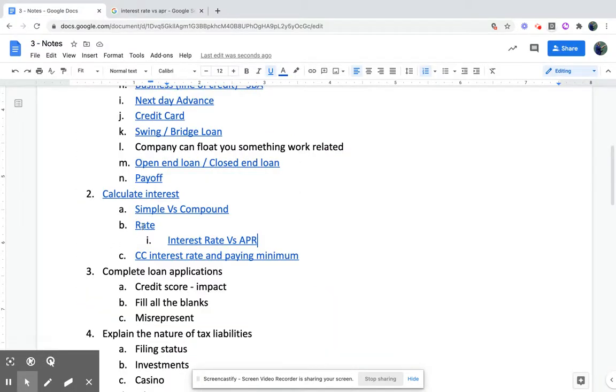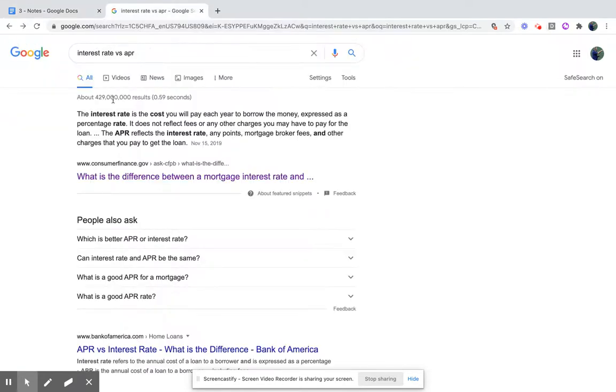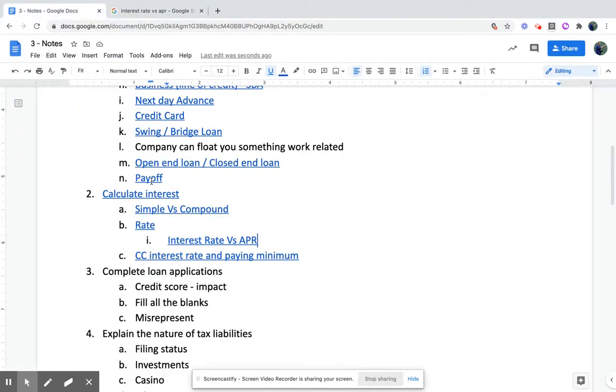Again, we talked about interest rate. When we get into housing, you hear the term APR. We talked about this in the previous lesson when we were talking about mortgages. Interest rate is the cost you will pay each year to borrow the money, expressed as a percentage rate. It does not reflect fees or any other charges you may have to pay for the loan. The APR, annual percentage rate, reflects the interest rate, any points, mortgage broker fees, and other charges that you might pay to get the loan. So know which one you're paying. Am I paying an interest rate, or am I going to be paying an APR?